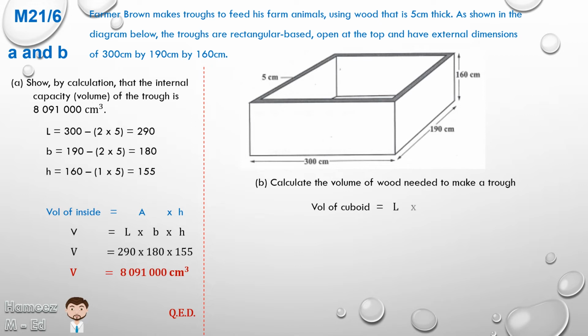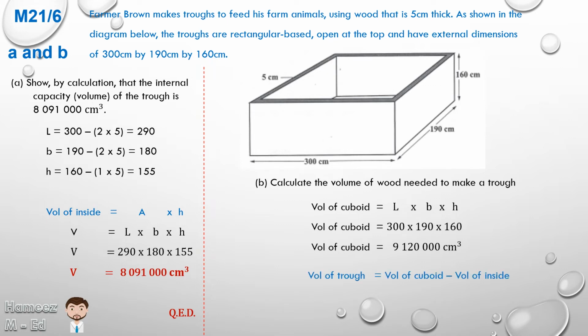So the volume of a cuboid, which is area by height, where the area is length times breadth times height. And how can we use this? Because a cuboid falls under the prisms. So the volume of the cuboid will be 300 times 190 times 160. Remember, this is the external volume we're finding. And using our calculators, that will give us 9,120,000 centimeter cubes. So the volume of the trough is equal to the volume of the entire cuboid minus the volume of the inside, which we've worked out in part A.